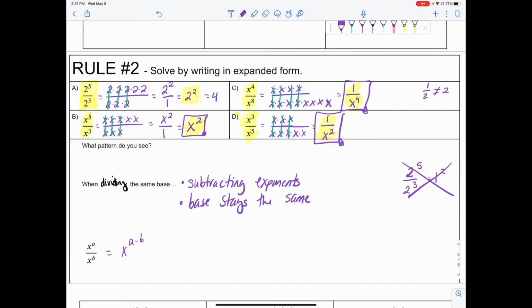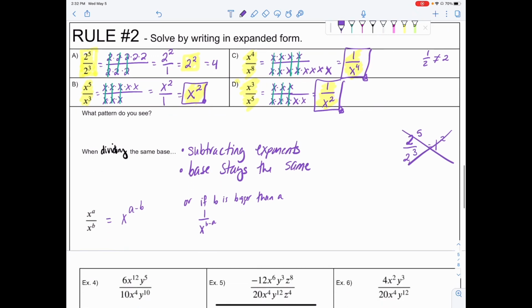But if the exponent in the denominator was larger, like on C and D, then that base was going to end up in the denominator because that's where the leftovers were. So we could write x to the power of a minus b, or if b is bigger than a, then we could think about it: we know there's going to be a 1 in the numerator, and then we would have x to the power of b minus a in the denominator. That would be another way to think about it. So let's look at some examples.